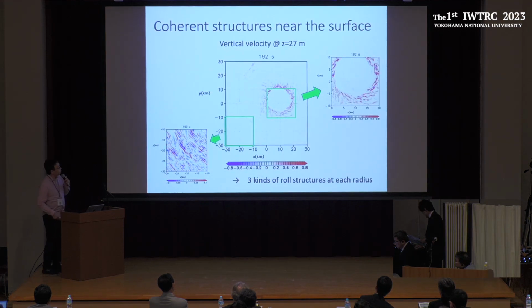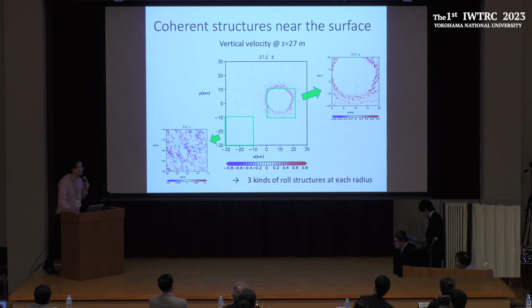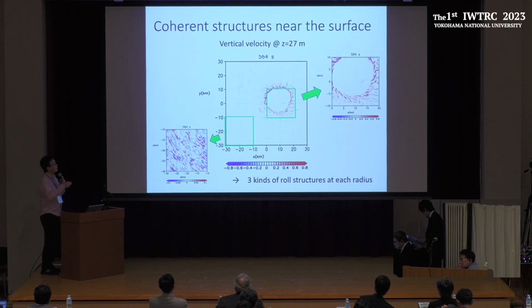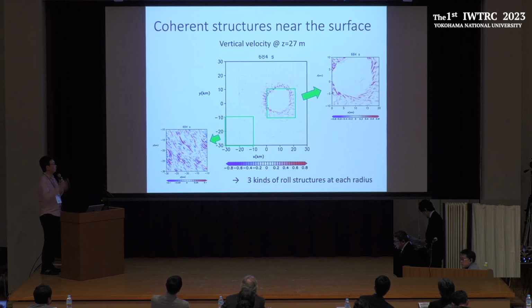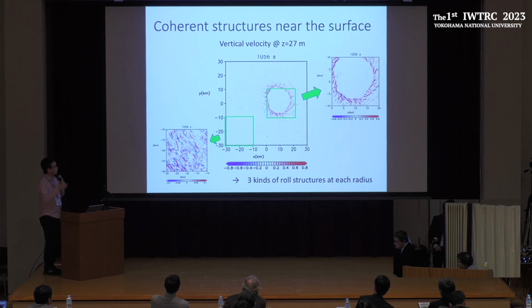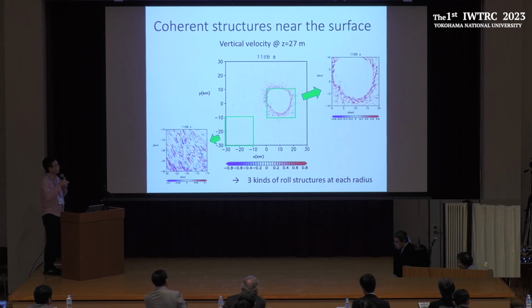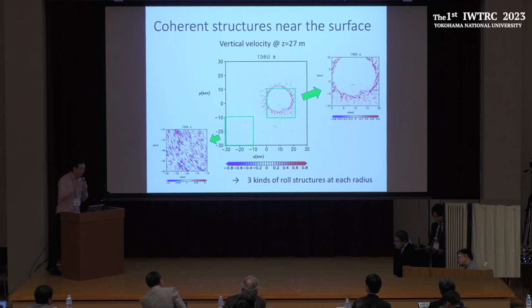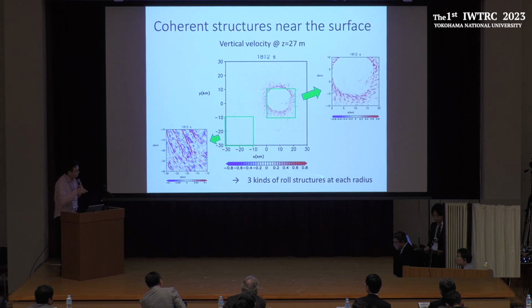So I focus on the first motivation, the boundary layer. If we look at the boundary layer, we find many coherent structures. These animations show the vertical velocity near the surface, and we do see a regular pattern, and the characteristics are different depending on the radius. We actually find 3 kinds of roll structure at each radius.